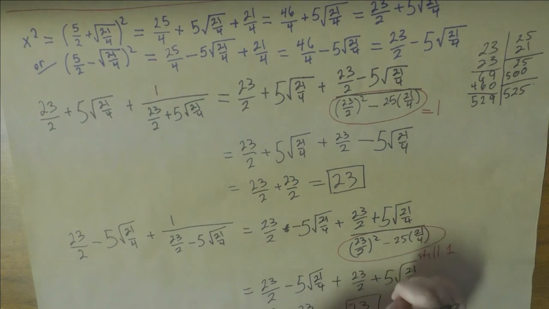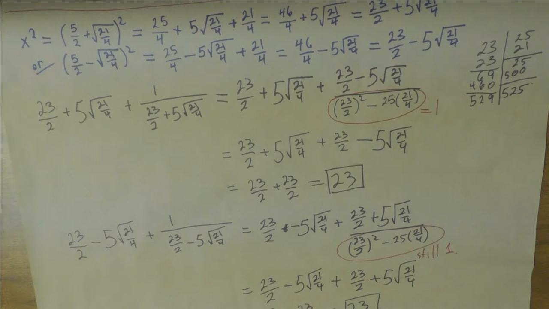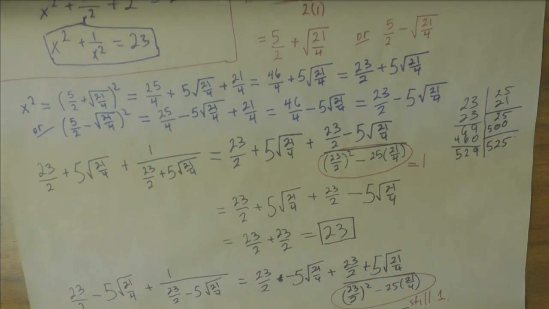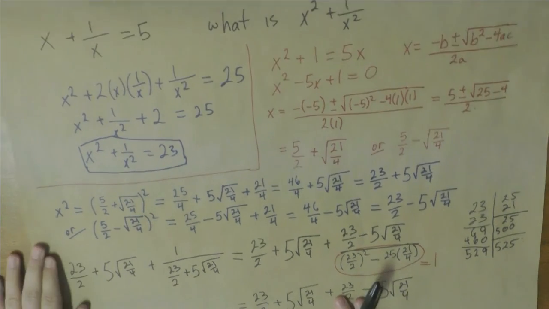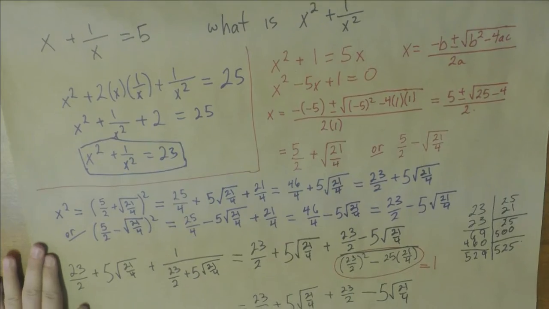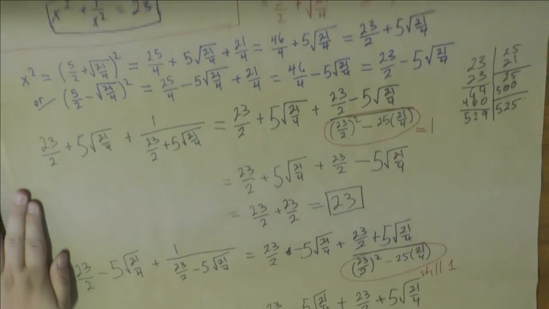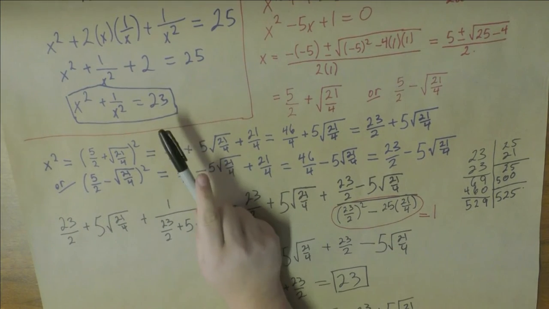Okay, so if you work through here, you can see that both of the values for x give us 23 in our final equation, if we do the working out this way. So this demonstrates that this answer here is correct, but this is an awful lot of work. All this mess here is an awful lot of work just to come to this conclusion.